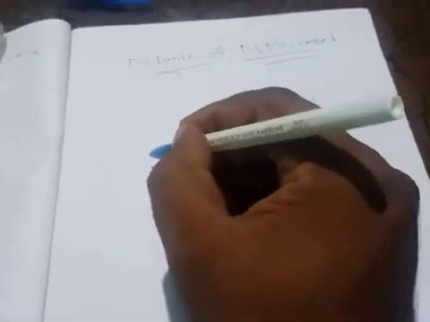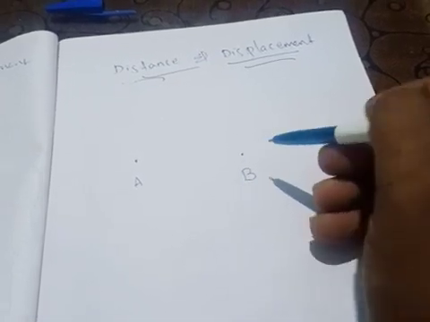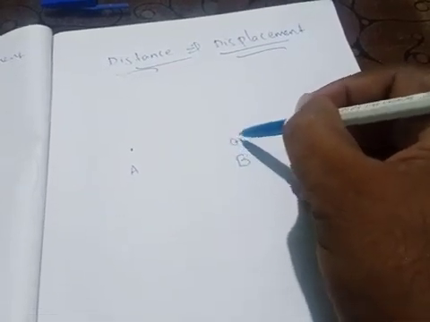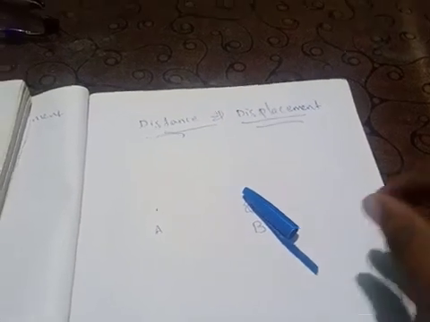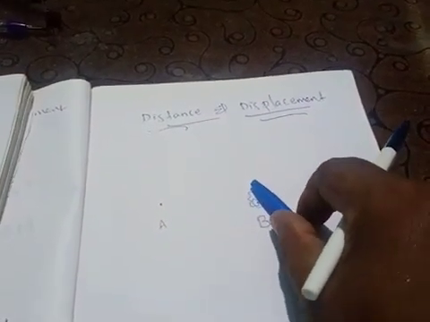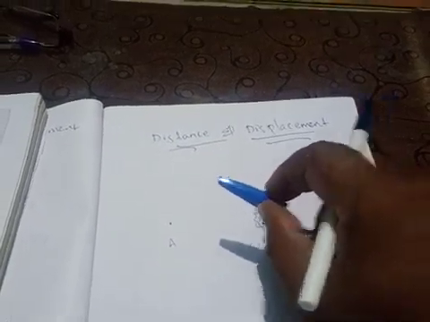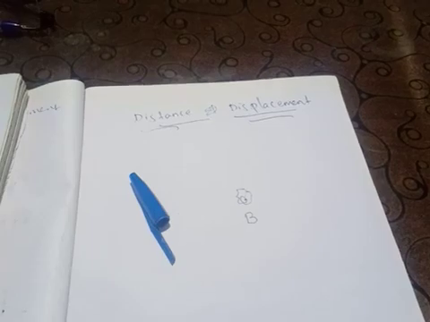Let us consider two points, okay? Here is one point, and this point is A. Here is another point, this point is B. Assume that one object is there at this point A. This is the object, okay? Or you can say that here I kept one object. Now you can take this object from here and keep it here. This is what we call displacement.